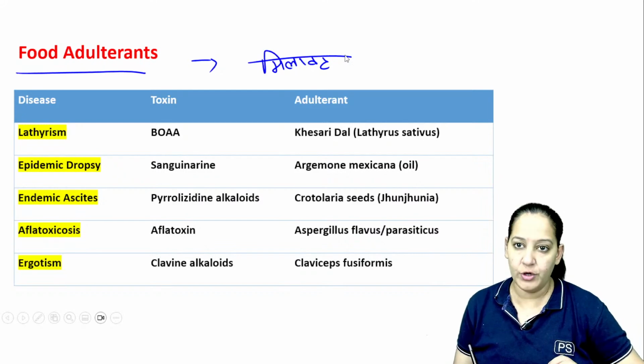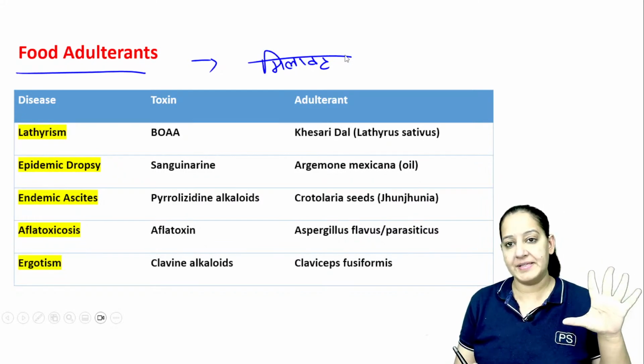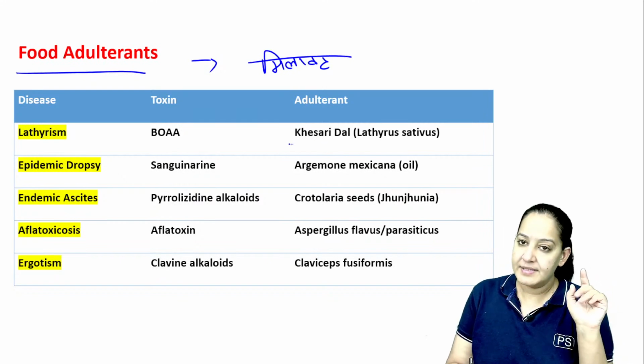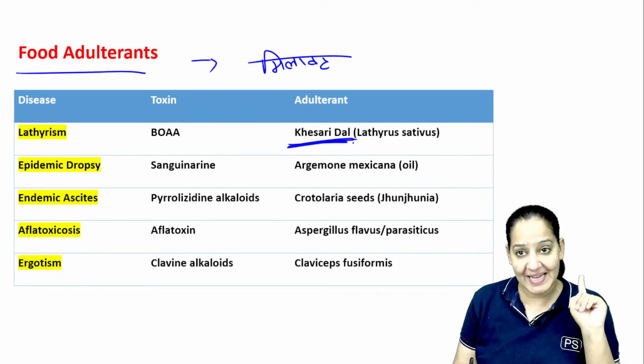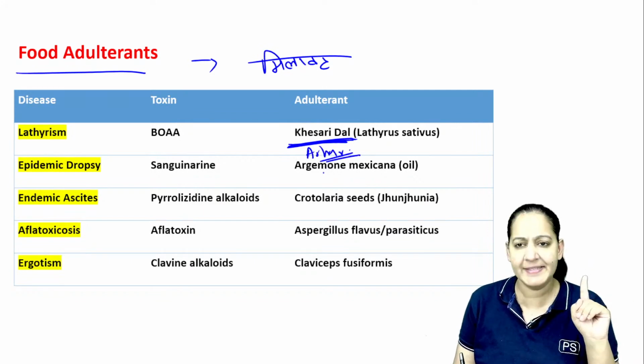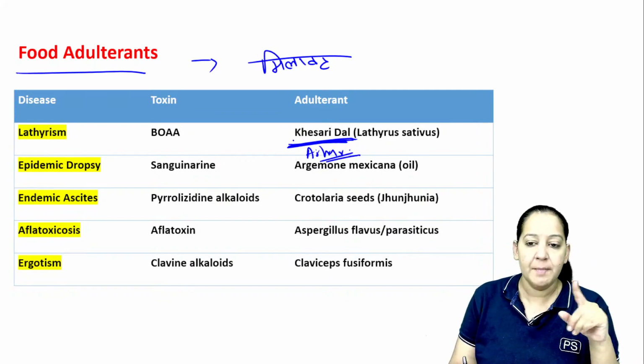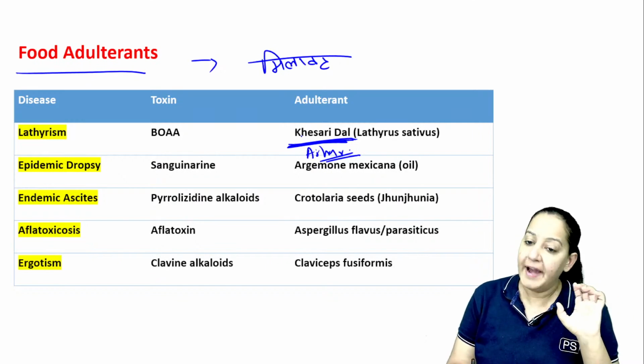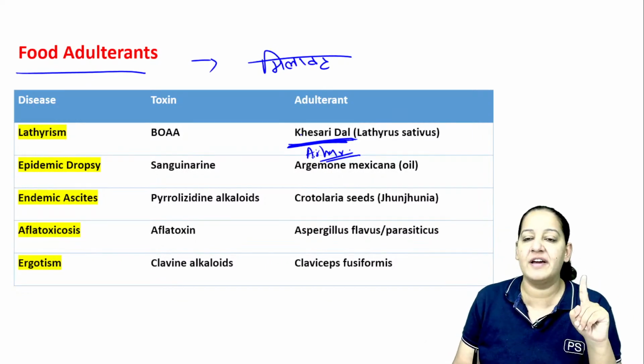So yesterday also I told you, you have to learn the 5 ultra important examples here. There is a dal known as khesri dal. It looks like yellow dal. So it is mixed with arhar dal. Arhar dal we all eat. It's the yellow dal normally which we eat, but khesri dal is not a good dal. It is cheaper. That's why it is adulterated here in arhar dal.